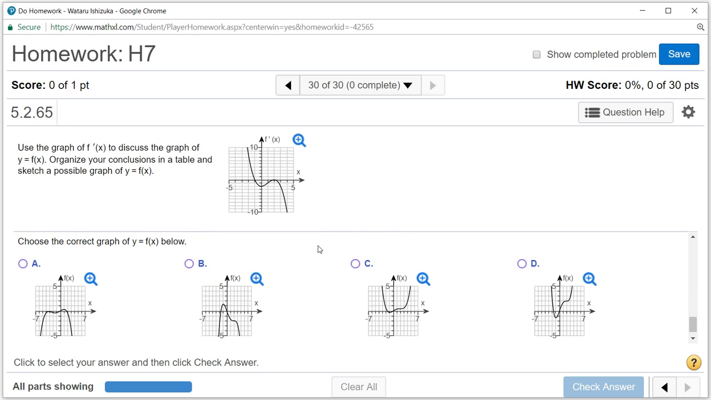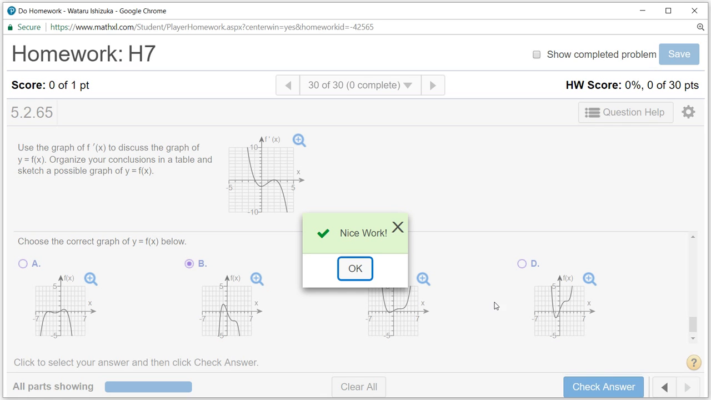And we want to choose the picture. Remember that first it's increasing and then turning into decreasing. Here it's increasing, not decreasing. It's increasing, turning into decreasing, so B is promising. C is not increasing here. D is not increasing here. So B is the only reasonable one. Check the answer. We got that.